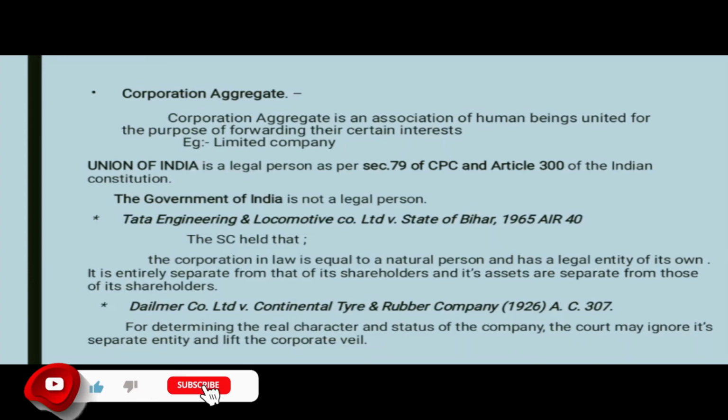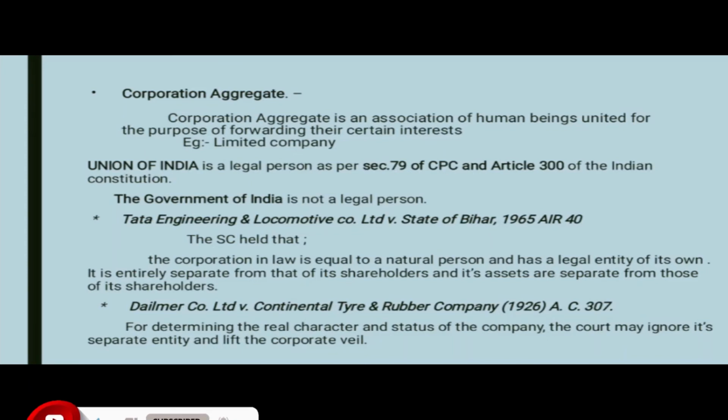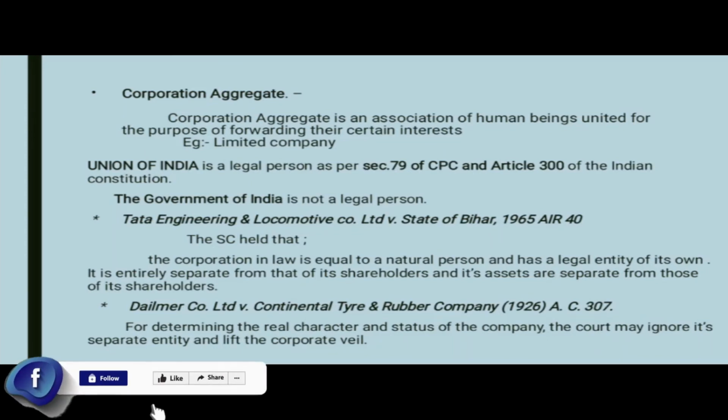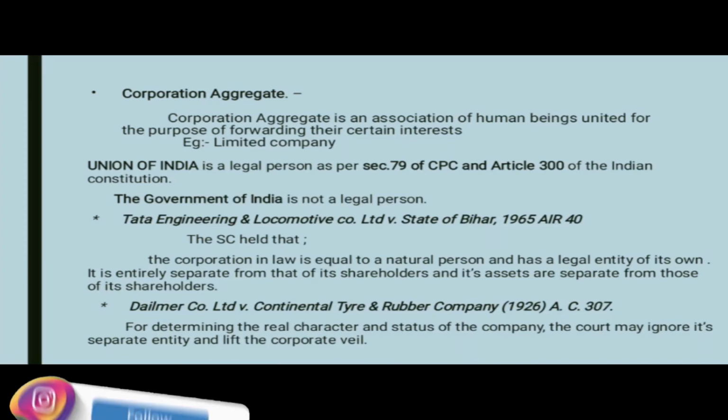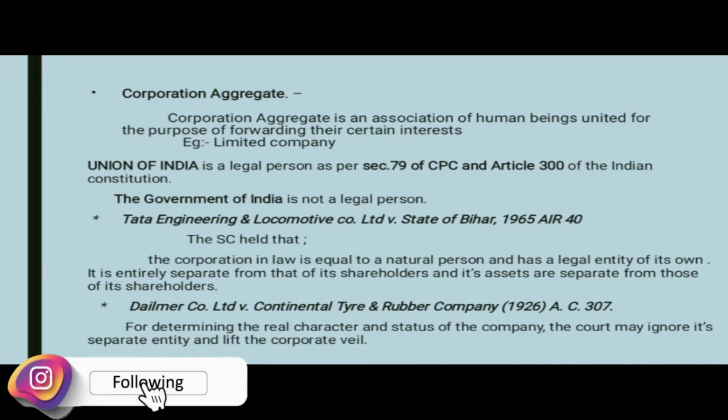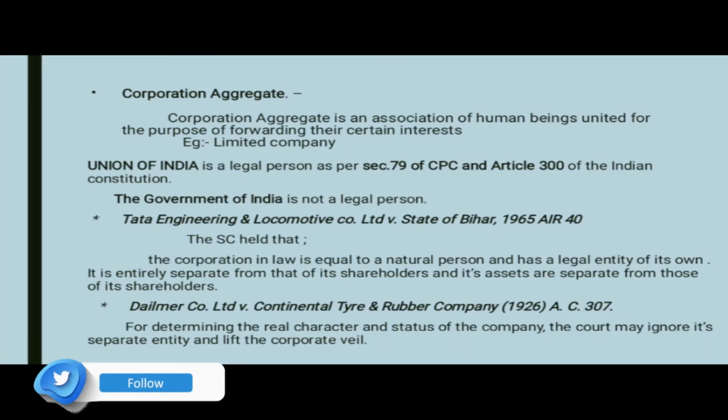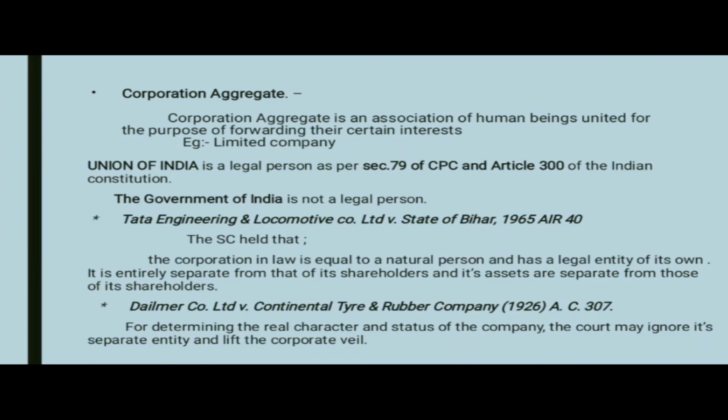A question may be asked from this area in the UGC NET exam, with a list of persons mentioning options A, B, and C, and we have to find out from the following options which is the legal person or which is not the legal person. So we have to remember that the Union of India is a legal person. At the same time, the Government of India is not a legal person.